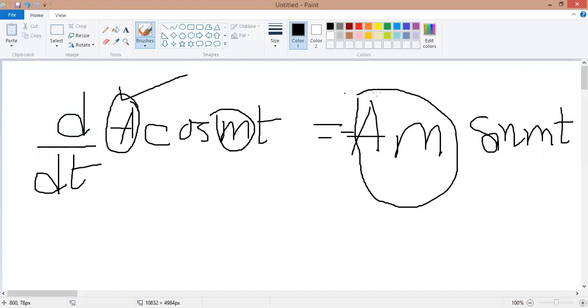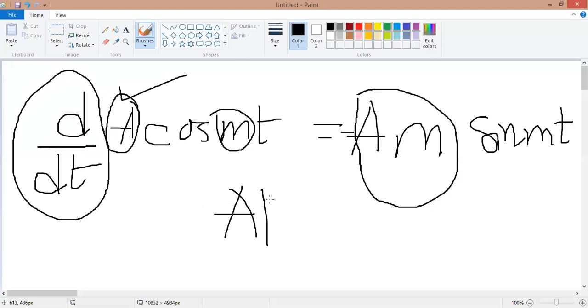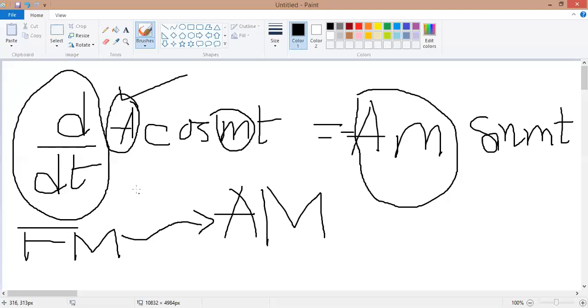So when the amplitude is modified, what kind of modulation can we say it is? That is amplitude modulation. So when we use the differentiator to obtain the output, we will get the modulated signal in terms of AM. So when I have an FM signal as input, after the differentiator we will get an AM signal as the output.